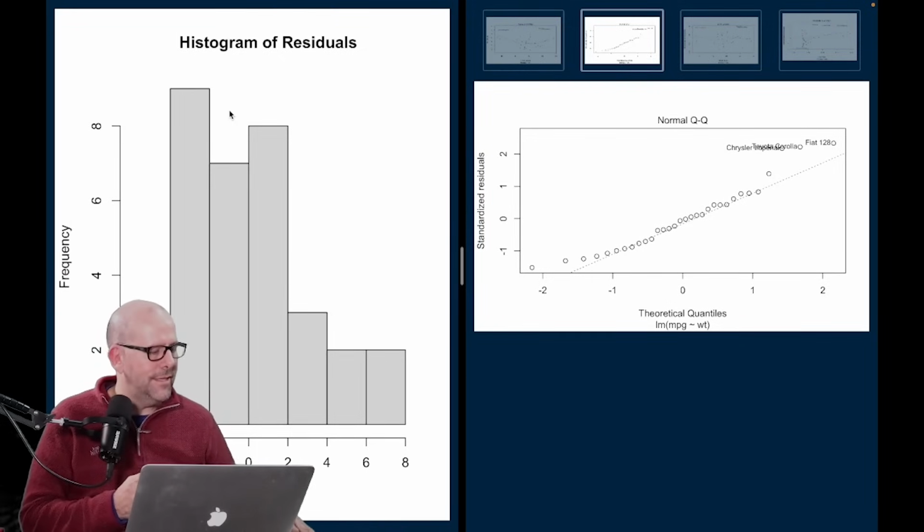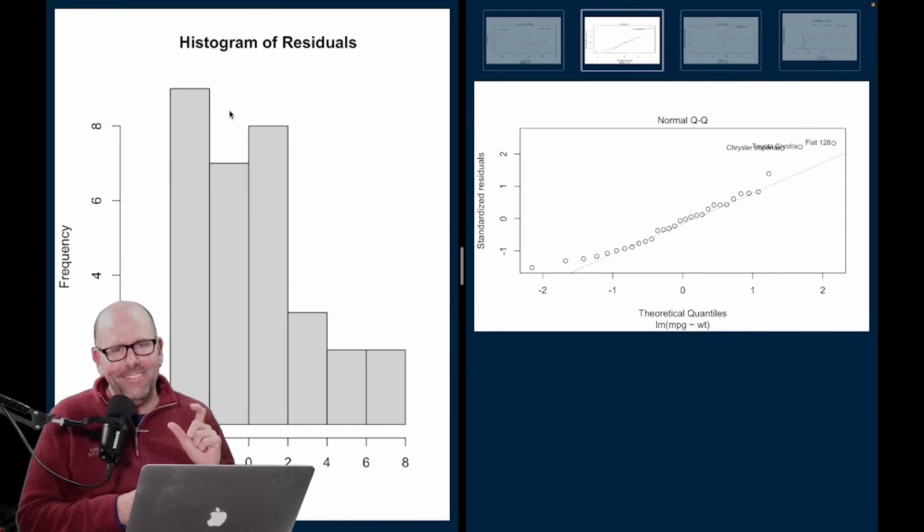And the test you would do for that is the Shapiro-Wilk test. And again, the null hypothesis is that it is normally distributed, so you want a high p-value for that result. A little bit unusual in stats, but that's what you're looking for there.